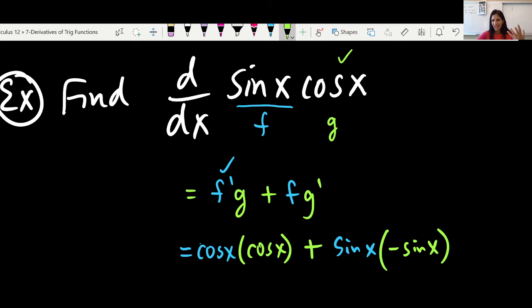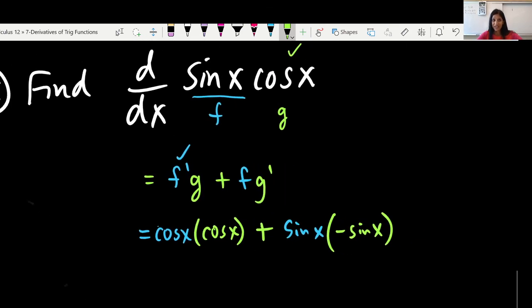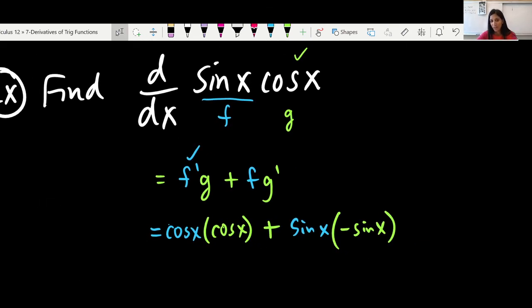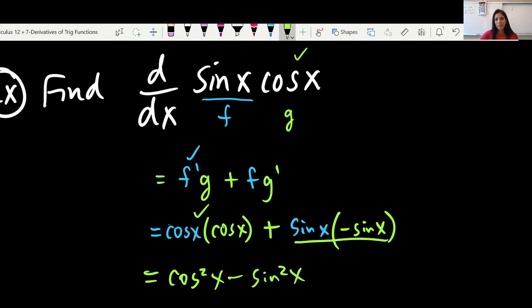So again, you get what I'm saying. This is not new stuff. This is just the trig part. Trig derivatives is new, but all the other stuff, luckily, that we do is just a repetition of the same old stuff. So here we would get cos squared x when we multiply these two. And then here we would get minus sine squared x when we put them together and simplify.